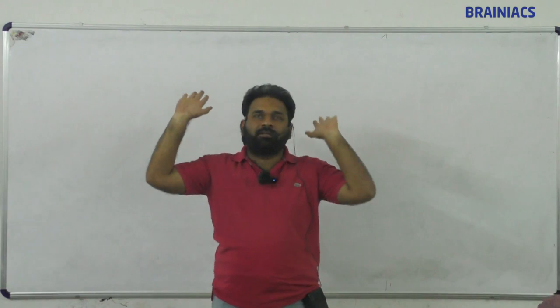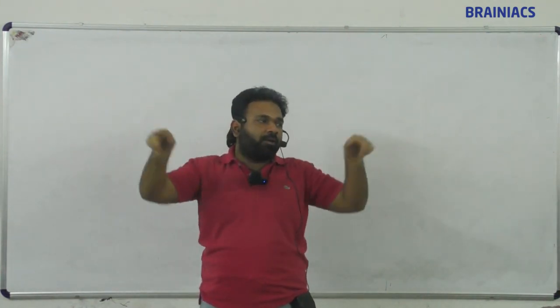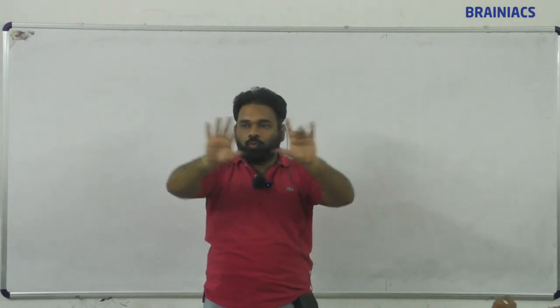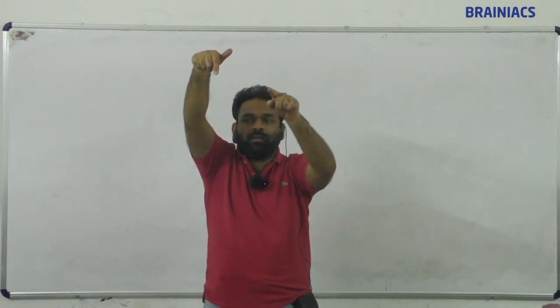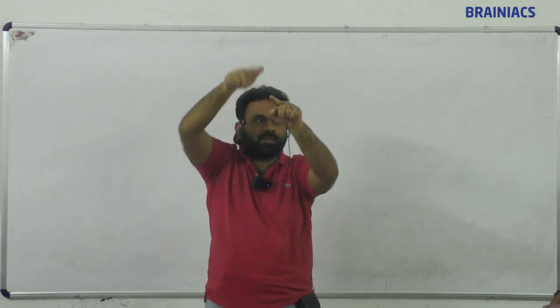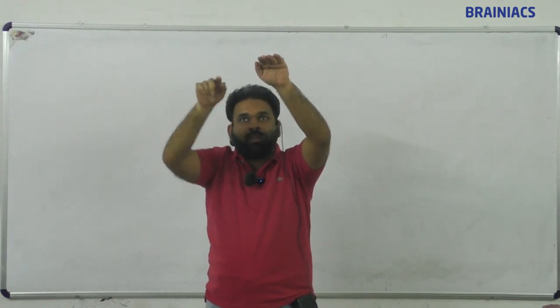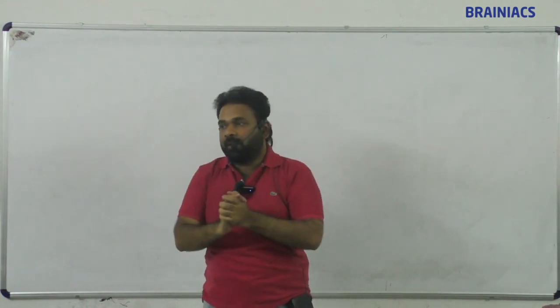Just imagine a barometer. Are you able to visualize the barometer? Tube is there, mercury is there, atmospheric pressure is there. In order to maintain the atmospheric pressure, what will happen? Mercury will rise. So this h rho g will be equal to the atmospheric pressure. Clear?